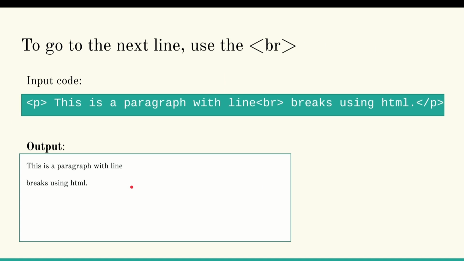And also, to go to the next line, you have to use the BR tag. Inside the P tag, after the word line, I wanted to go to the next line, so that is exactly where I put the BR tag. In the output, it just went to the next line and continued the paragraph.